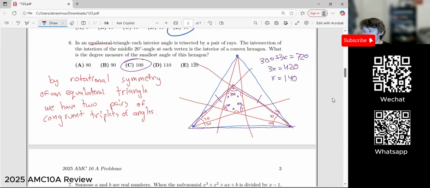So the rotational symmetry thing means that if I rotate by 120 degrees, I'm going to get the same picture, right? If I just have a regular equilateral triangle, ABC, and I rotate it 120 degrees, CAB, it's going to look the same. It's just going to be labeled differently. So that's the fact that we're using here.